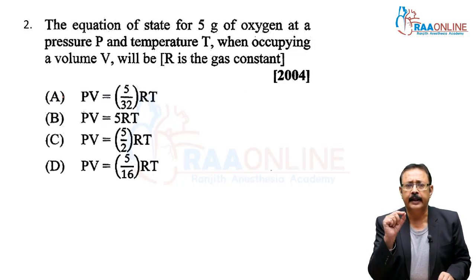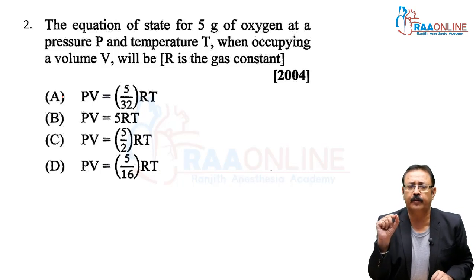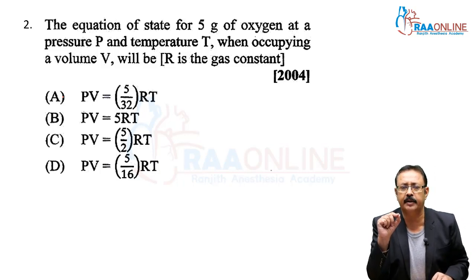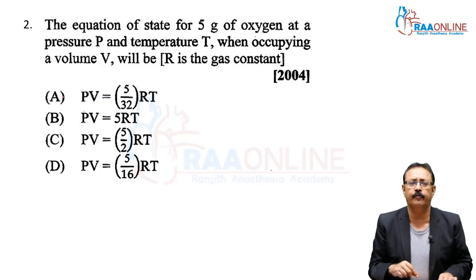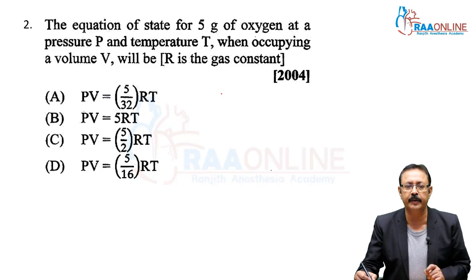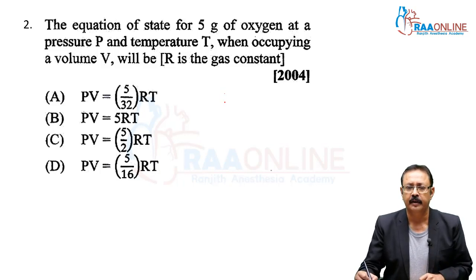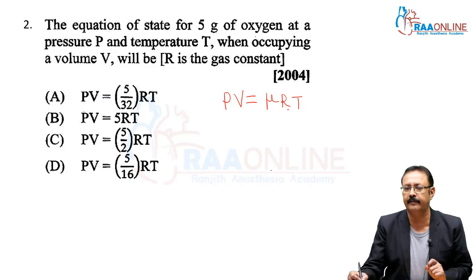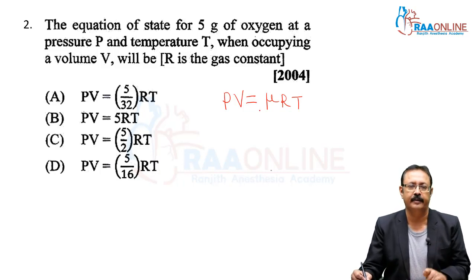Next, the equation of state for 5 gram of oxygen at pressure P and temperature T when occupying a volume V. R is the gas constant. We know what the gas equation should be. It is PV equals μRT. P is given, V is given, T is given, R is given, but the number of moles is not given. So we have to calculate this.